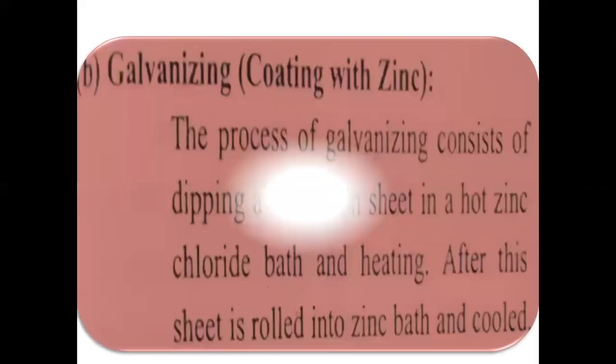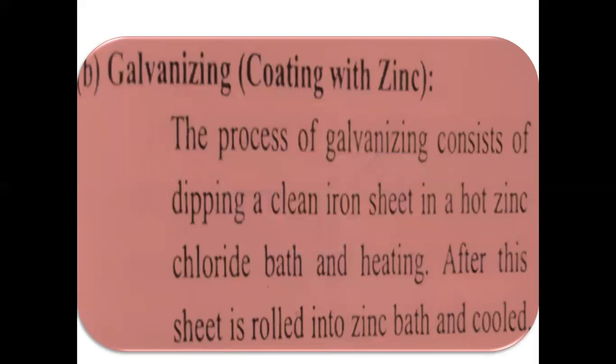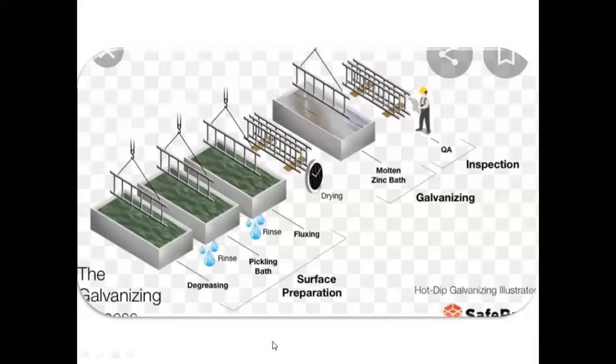The second part of this coating of one metal with another metal is galvanizing. Galvanizing is coating with zinc, like coating of steel with zinc. So the process of galvanizing consists of dipping a clean iron sheet in a hard zinc chloride bath and heating. After this, the sheet is rolled into a zinc bath and cooled. Now you can see in this image that the first step is degreasing.